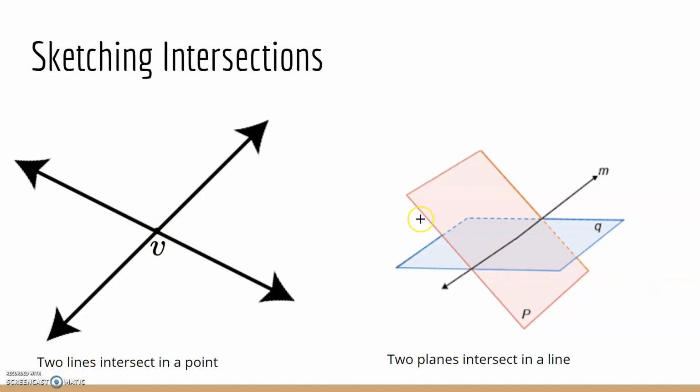For planes, first you're going to need to draw a plane, rectangle, parallelogram, whatever it is, and then draw the other plane going through the middle of it. You're going to want to draw dotted lines for the areas that are going to be behind the first plane. And then draw a line in the middle which says line M as the intersection of both planes.